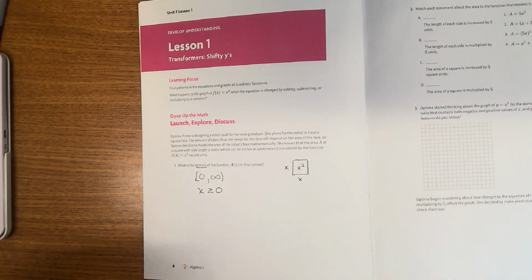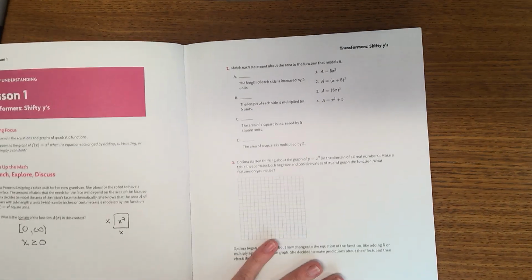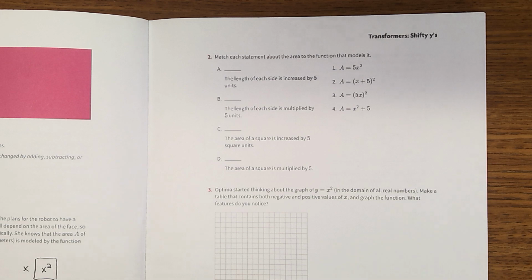All right, getting us going, getting us thinking. Here we go. Number 2, match each statement about area to the function that models it. Okay, go ahead and take a pause for a second and do that matching. And then we'll come back and talk about what goes with what.